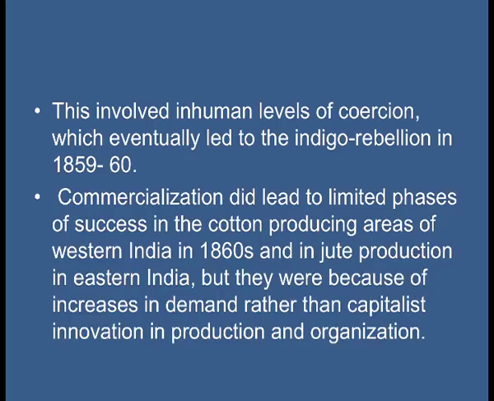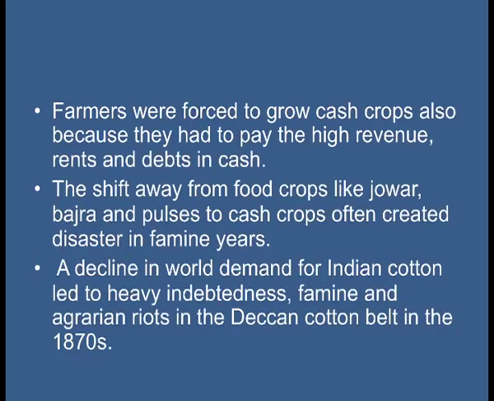Commercialization did lead to limited phases of success in the cotton-producing areas of Western India in the 1860s and in jute production in Eastern India, but they were because of an increase in demand rather than capitalist innovations in production and organization. Farmers were forced to grow cash crops also because they had to pay the high revenue, rents and debts in cash. The shift away from food crops like jowar, bajra and pulses to cash crops often created disaster in famine years. A decline in world demand for Indian cotton led to heavy indebtedness.